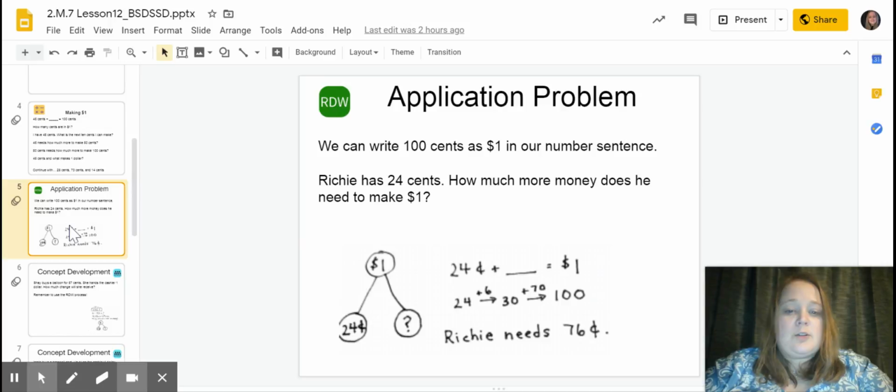All right, so look at your application problem. We can write 100 cents as $1 in our number sentence. Richie has 24 cents. How much more money does he need to make $1?